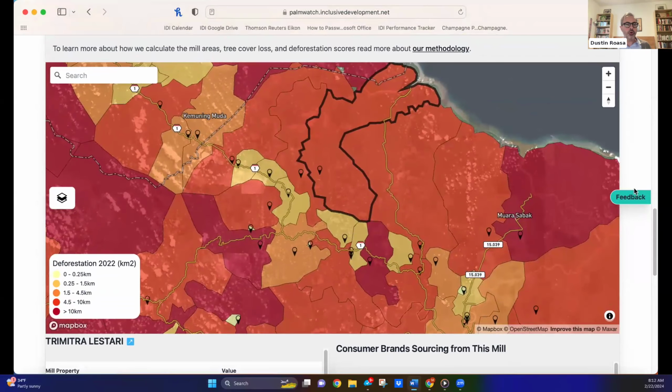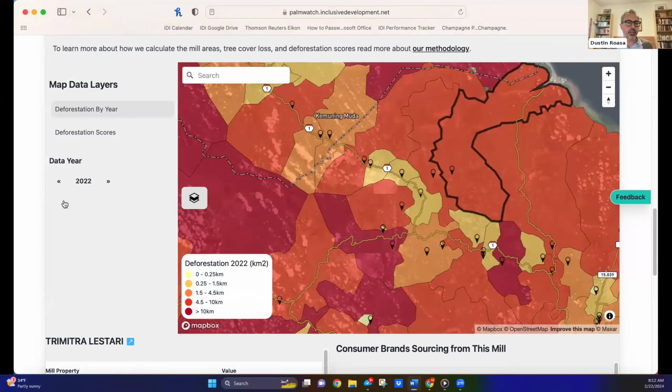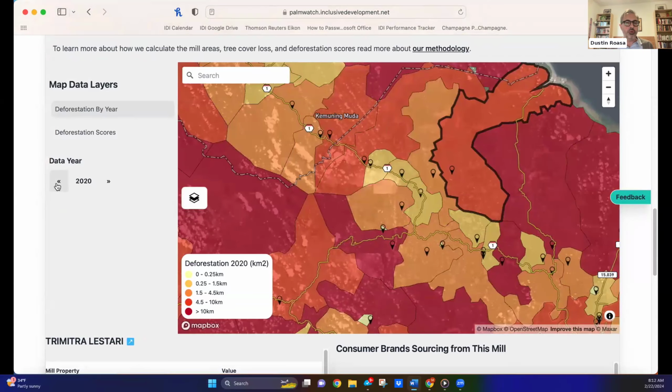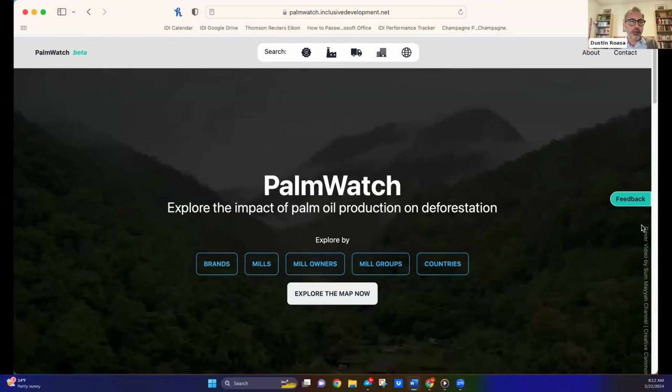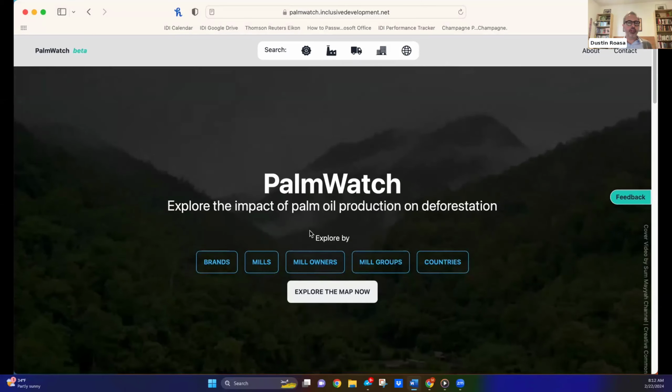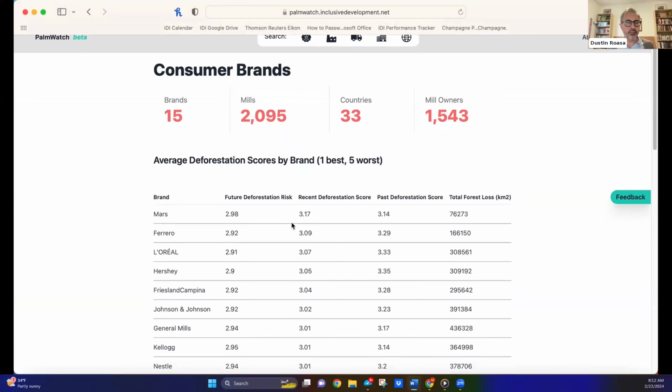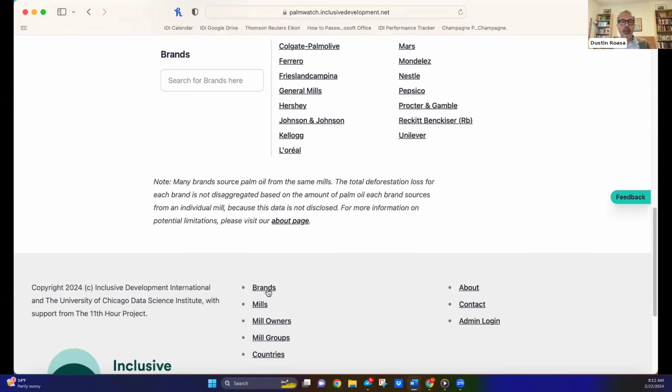PalmWatch also overlays 20 years of deforestation data on the map. And this tells us how much deforestation has likely been caused by oil palm cultivation within each mill's catchment area. And the data goes back 20 years, and you can look back at each year individually and see a change over time within each mill. And then PalmWatch also assigns a future deforestation risk score to each mill. And that's based on past deforestation trends, but also the remaining forest left in the catchment area. And so all this information gets fed up the supply chains to the consumer brands.